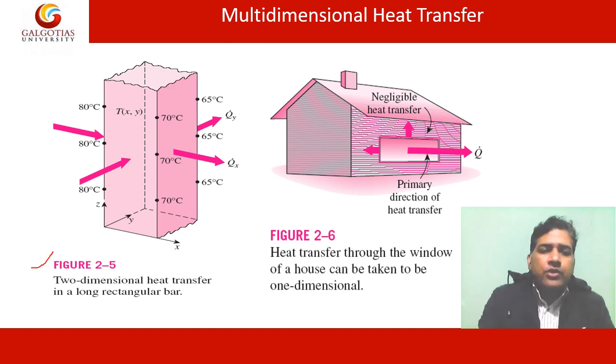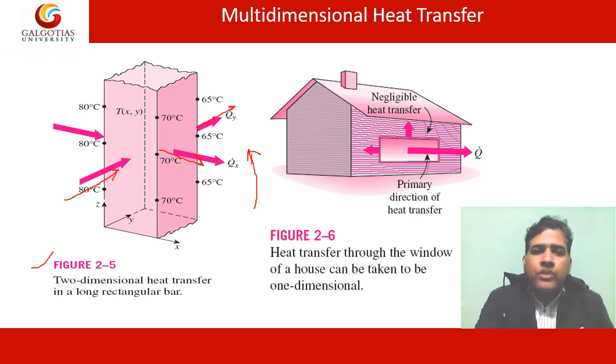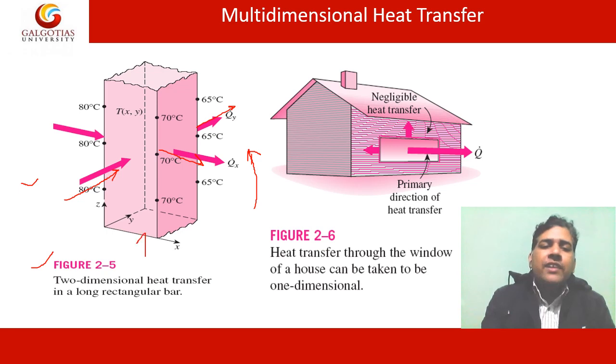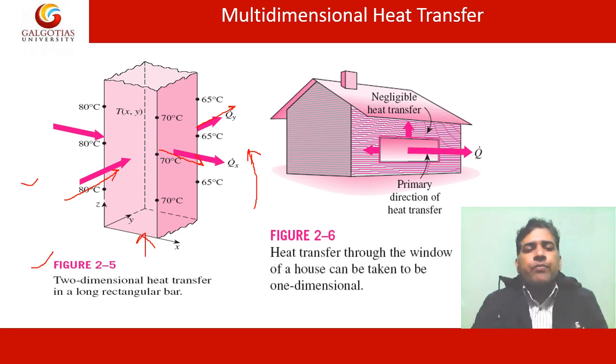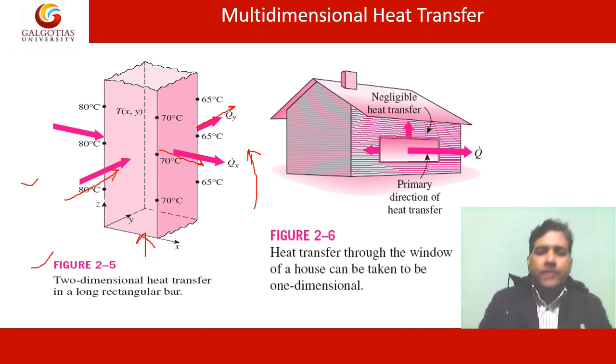In the first figure, Figure 2.5, you can see that heat transfer along the vertical direction is negligible. The only heat transfer taking place is along the x direction and along the y direction. Along the z direction, because the length of the bar is large compared with the other two dimensions, most of the heat transfer takes place along these two directions. Even though there may be some heat transfer along the z direction also, the rate is negligible, very small, so this problem can be treated as a two-dimensional heat transfer problem.